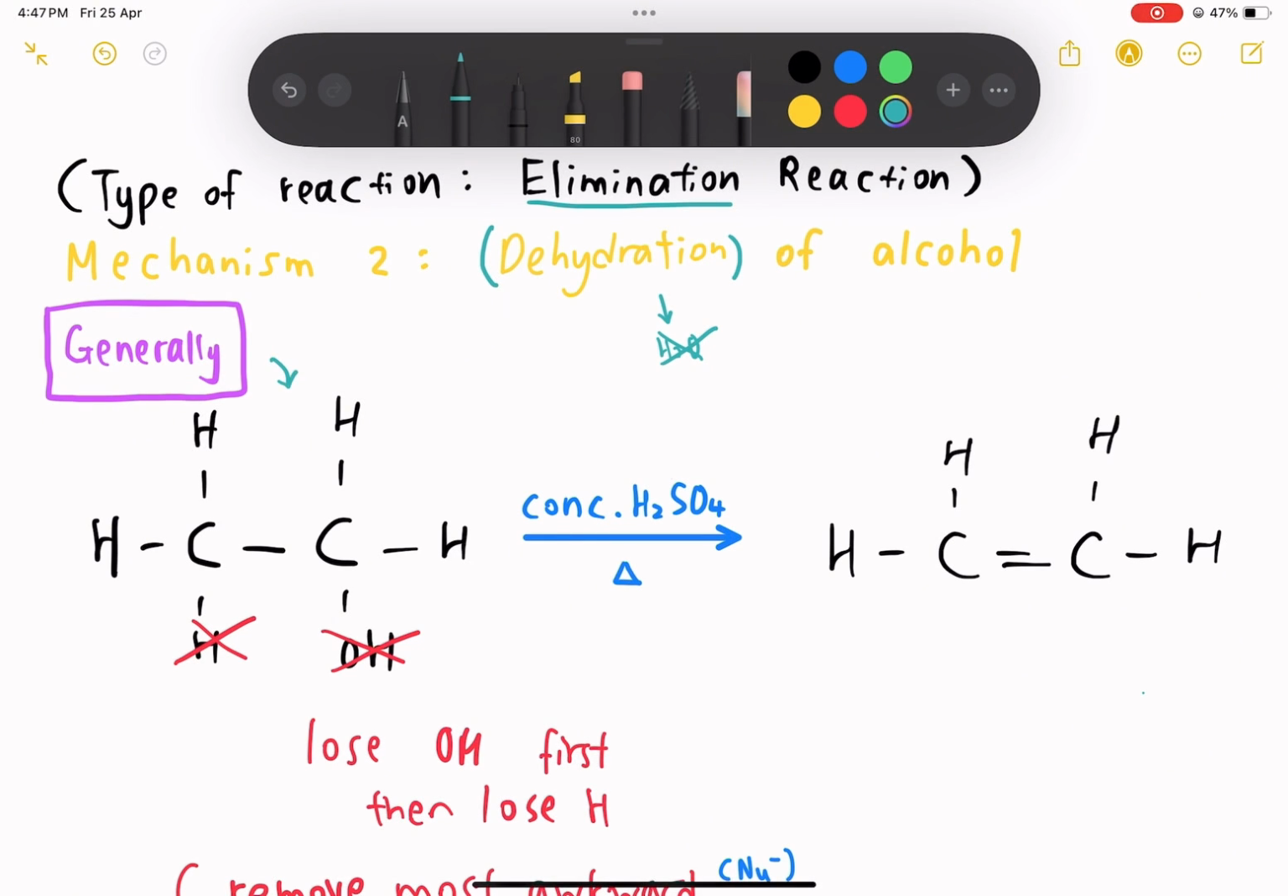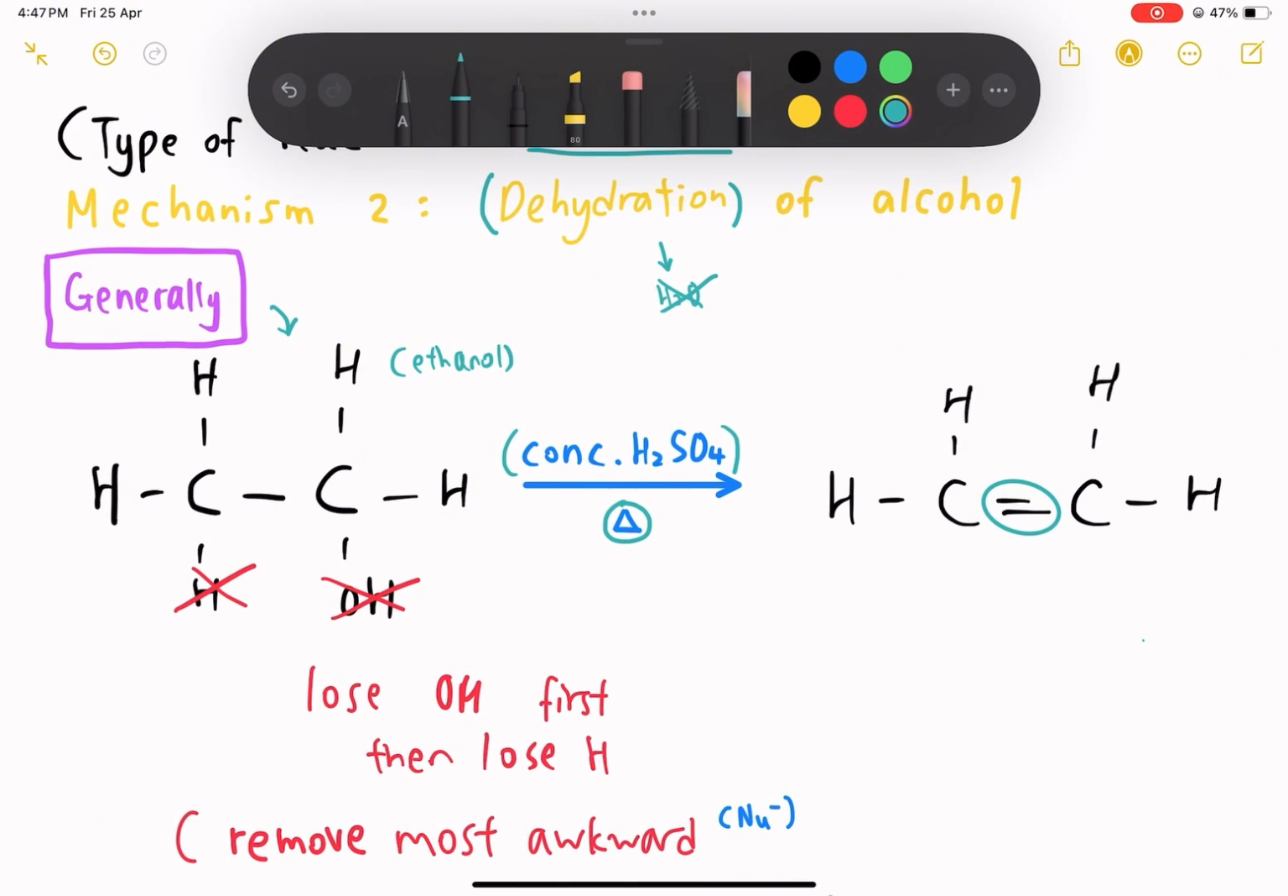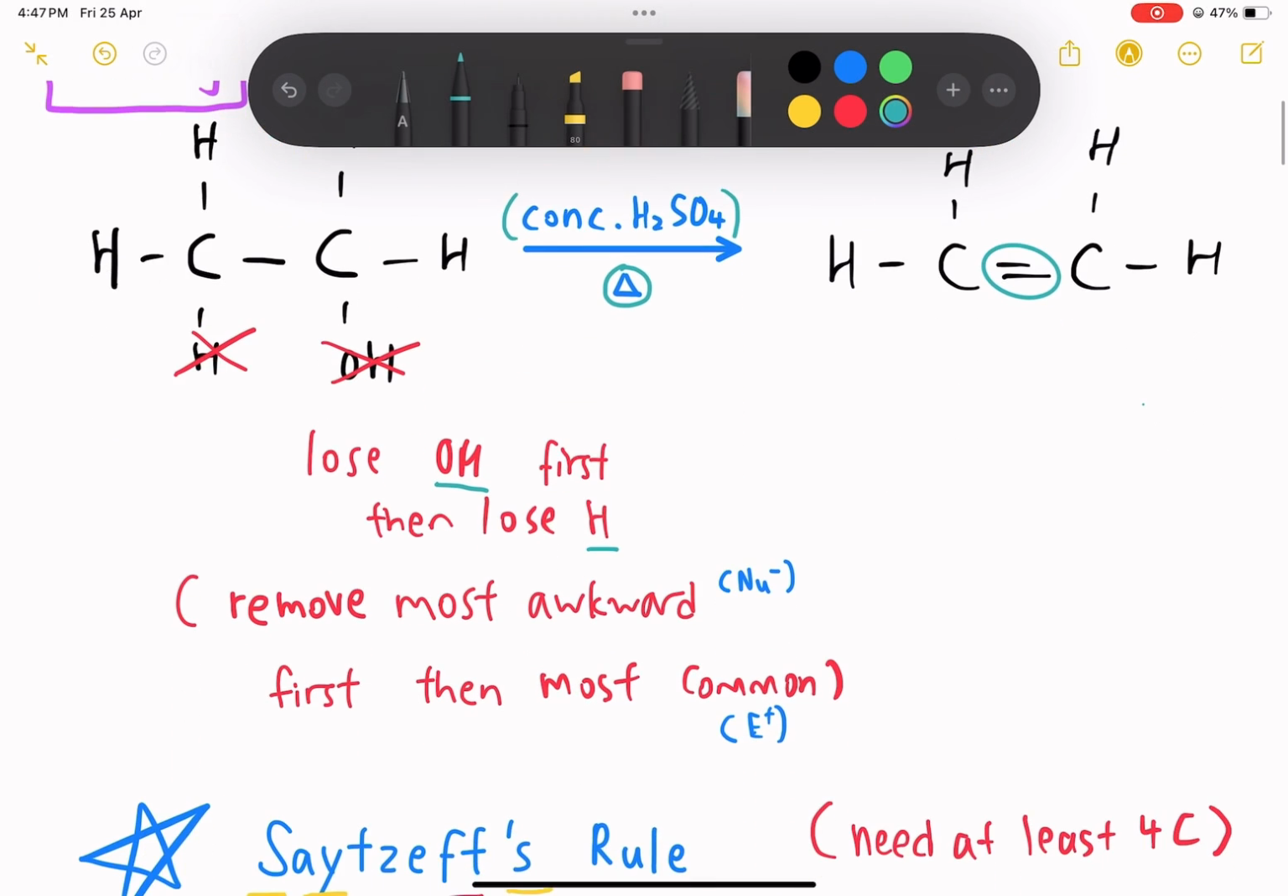Generally, take this as an example. When this ethanol undergoes dehydration with the reagent concentrated H2SO4 under heat, it will form ethene and a double bond is formed. So you need to know the steps to remove the water molecule. We will first remove OH, followed by H. We remove the most awkward one, which is the nucleophile, followed by the electrophile, which is the most common one.